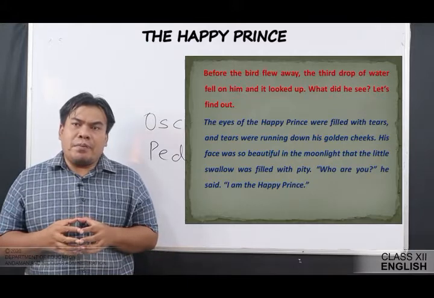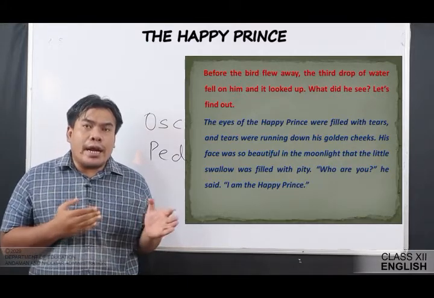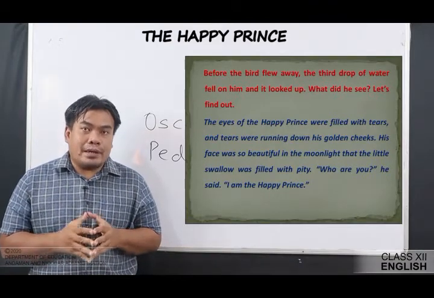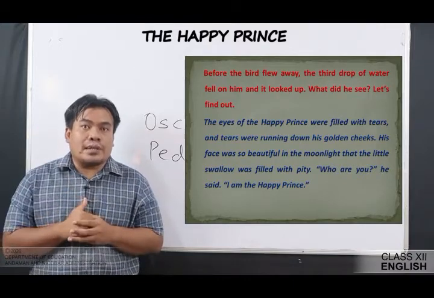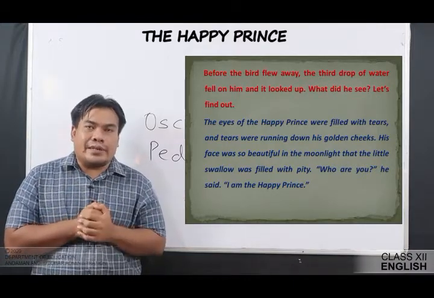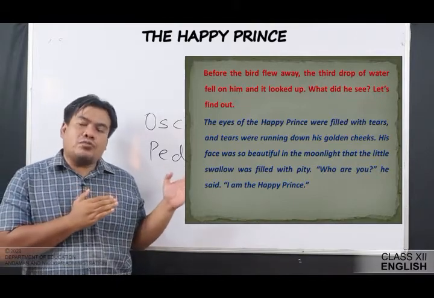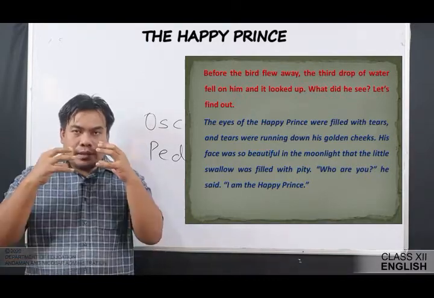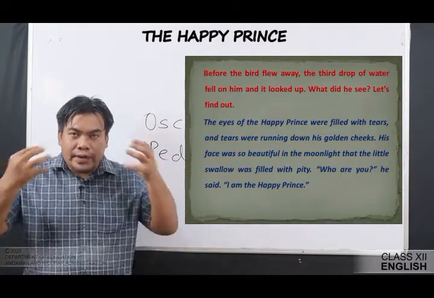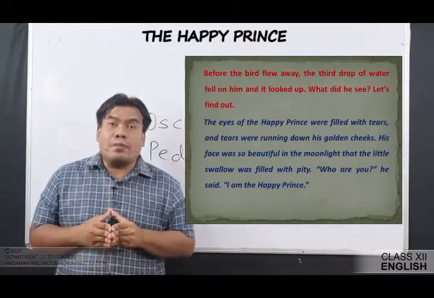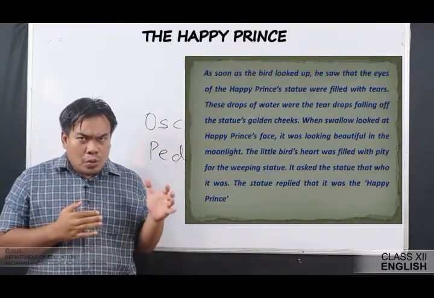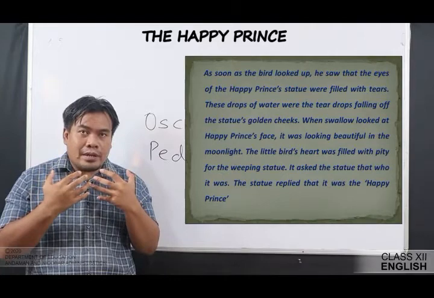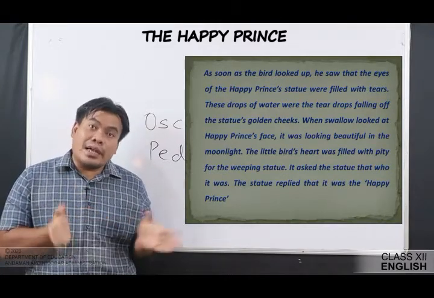The eyes of the happy prince were filled with tears. This is what had happened. I think I asked you what it must have been in the form of water which was falling from the sky, as the swallow was thinking. The eyes of the happy prince were filled with tears. The precious stones like sapphires were actually placed in his eyes. They were not eyeballs, by the way. So the swallow could see the tears coming out of the eyes of the statue.